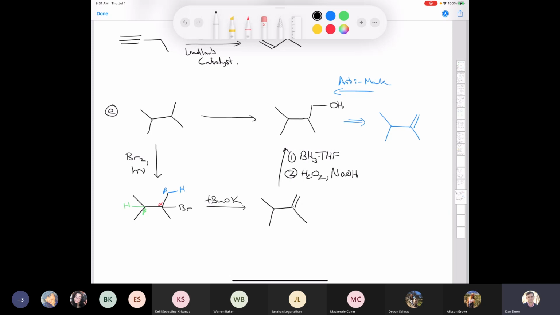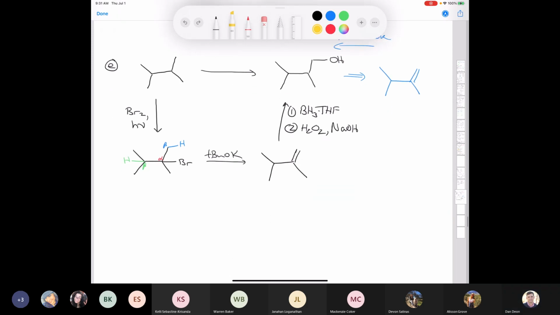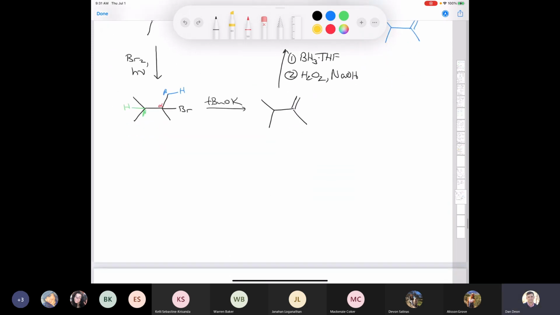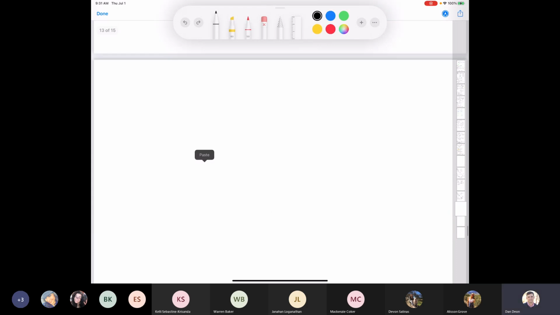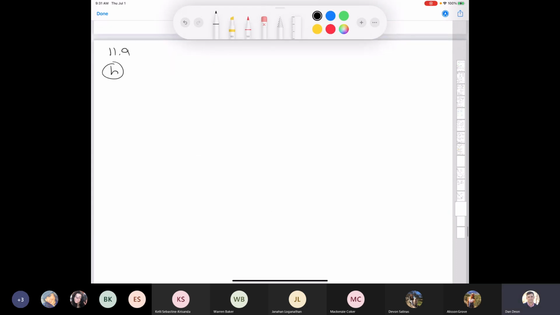There. I think this is another great example of using retrosynthesis. And let's take a look at H. So this is 11.9H. Just move up here. 11.9H. And the question looks like this. We start with this molecule, which is 2-methylbutane.